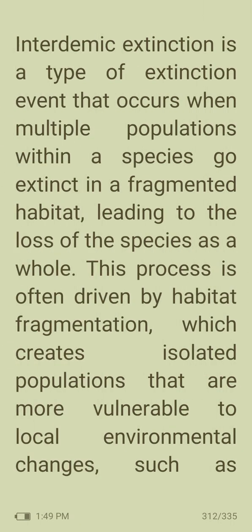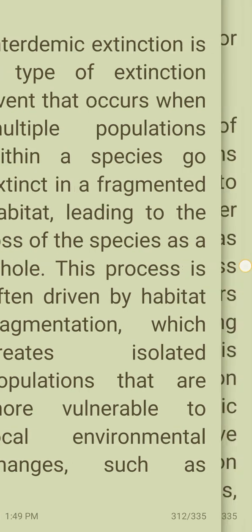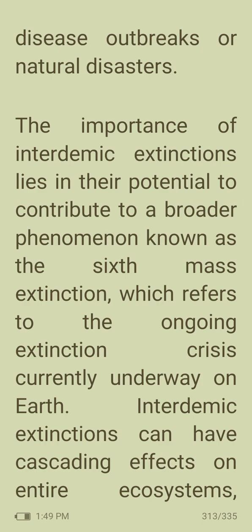Interdemic extinction is a type of extinction event that occurs when multiple populations within a species go extinct in a fragmented habitat, leading to the loss of the species as a whole. This process is often driven by habitat fragmentation, which creates isolated populations that are more vulnerable to local environmental changes such as disease outbreaks or natural disasters.